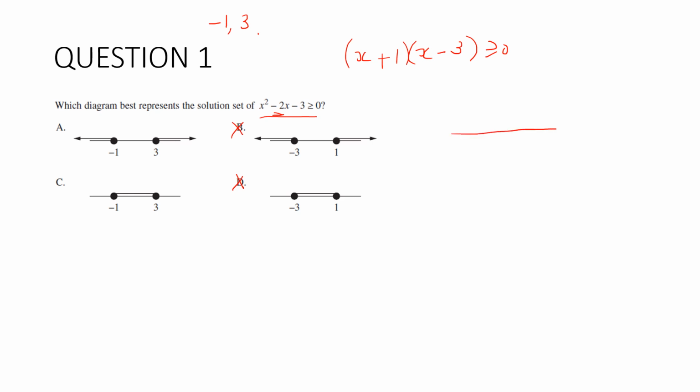Let's draw a quick diagram. Negative 1 and 3. Here's the parabola. We want to know when it's greater than or equal to 0, which is here and here. So we want it to point out, and the answer will be A.